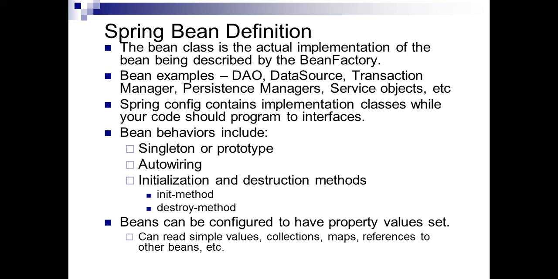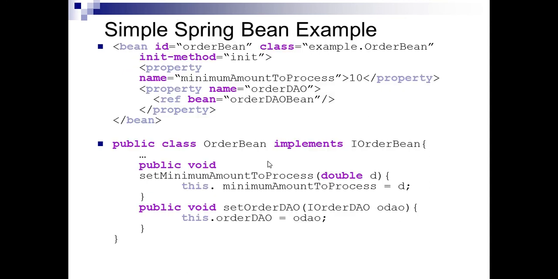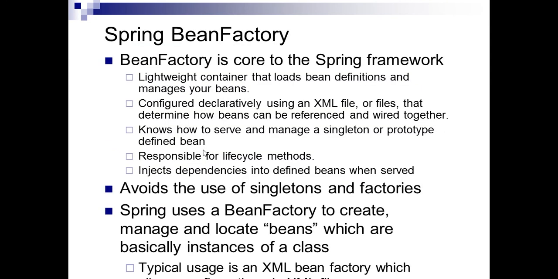The bean definition consists of several attributes: the fully qualified class, the ID, and constructor arguments you can write. We already discussed init method and destroy method, right? So that kind of configuration you can set in the bean definition, typically defined in which file? The XML file. In this manner we have already done it. Clear?